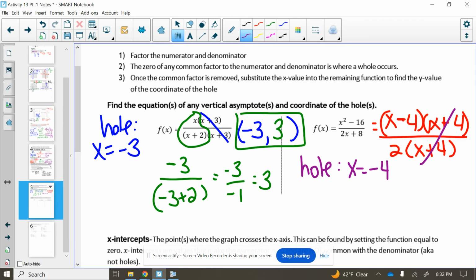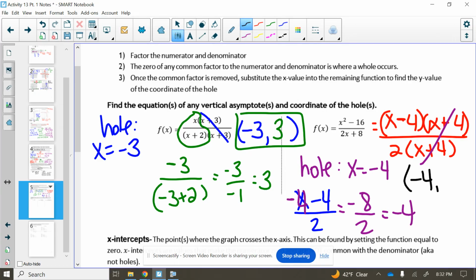And if we plug negative 4 back into our piece that we got after we simplified, we end up with negative 4 minus 4 more, which is negative 8 over 2. So negative 4 is also going to be the y value this time of our hole. So x value of negative 4, y value of negative 4 would be the location of our hole.